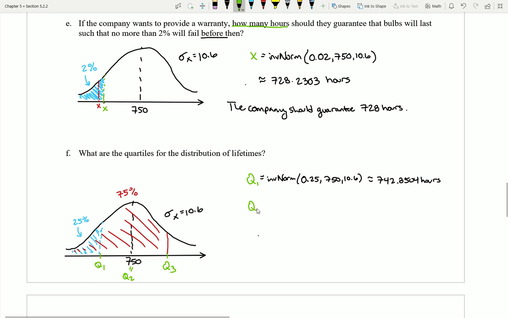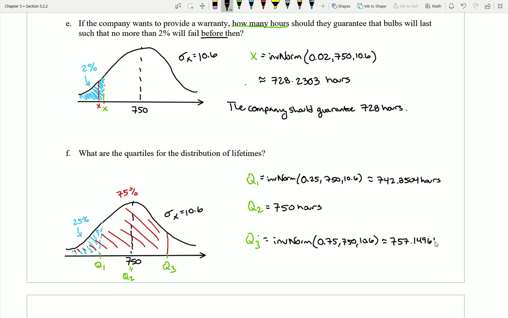We already said here that Q number 2 is super easy. That is just going to be 750 hours. You could do an inverse normal with it. You would just do a 50% is shaded to the left. Of course, that seems like more work than necessary since we already have that value shown in the picture. To find Q3, I'm going to do an inverse norm, and there is 75% to the left. There's then a 750 and a 10.6. If I type all this into the calculator, I think I get a final answer of 757.1496 hours.